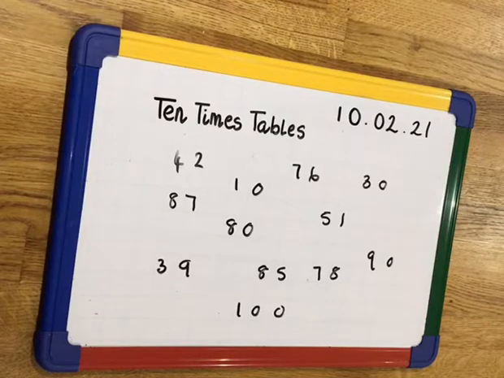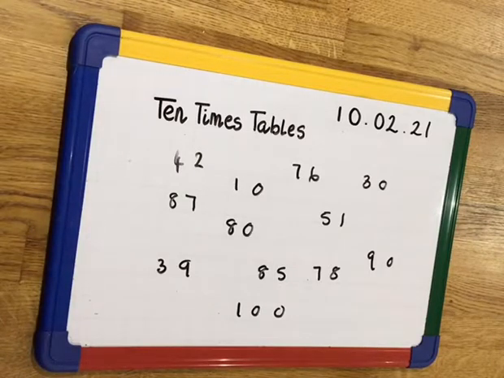So children, did you notice that all the numbers in the 10 times table, or when we're counting in tens, end in 0? Do you remember how yesterday we looked at the numbers that were in the 5 times table and they ended in 5 or 0? And the day before that, on Monday, we looked at numbers in the 2 times table, and they were all our even numbers ending in 0, 2, 4, 6 and 8. But the numbers in the 10 times table end in 0.